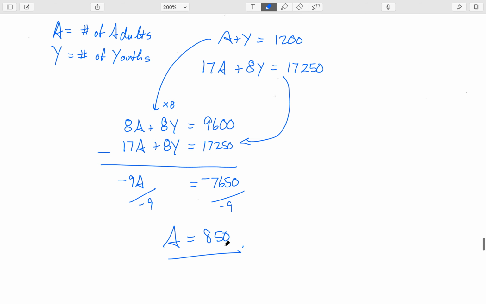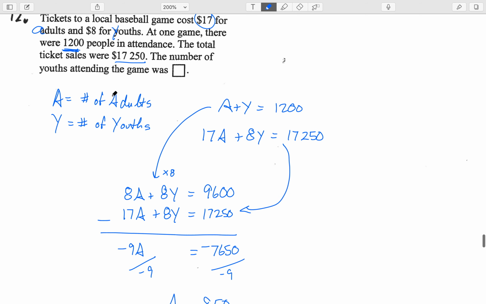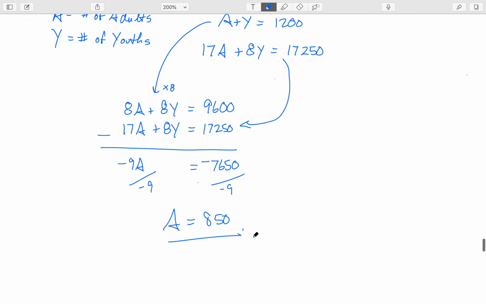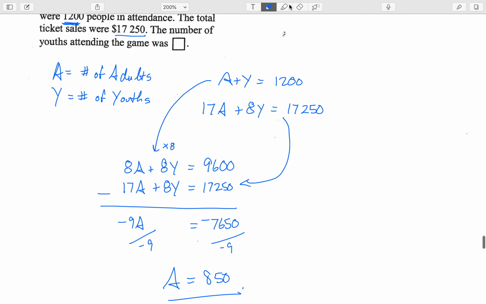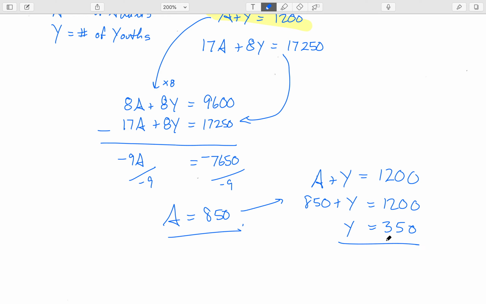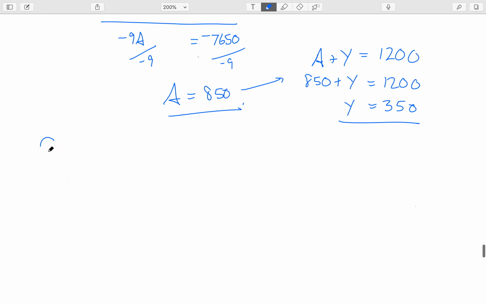Hang on, is that the answer? That's just the number of adult tickets. Now remember, it says there was 1,200 in total, so I can plug it back into either one of these equations. Hello, that's the easiest one right there. So let's plug it back in. A plus Y is equal to 1,200. I know A is 850. 850 plus Y is equal to 1,200. Well, subtract off 850, I'm going to get Y is equal to 350. Now, is that the answer? I should probably do a check.